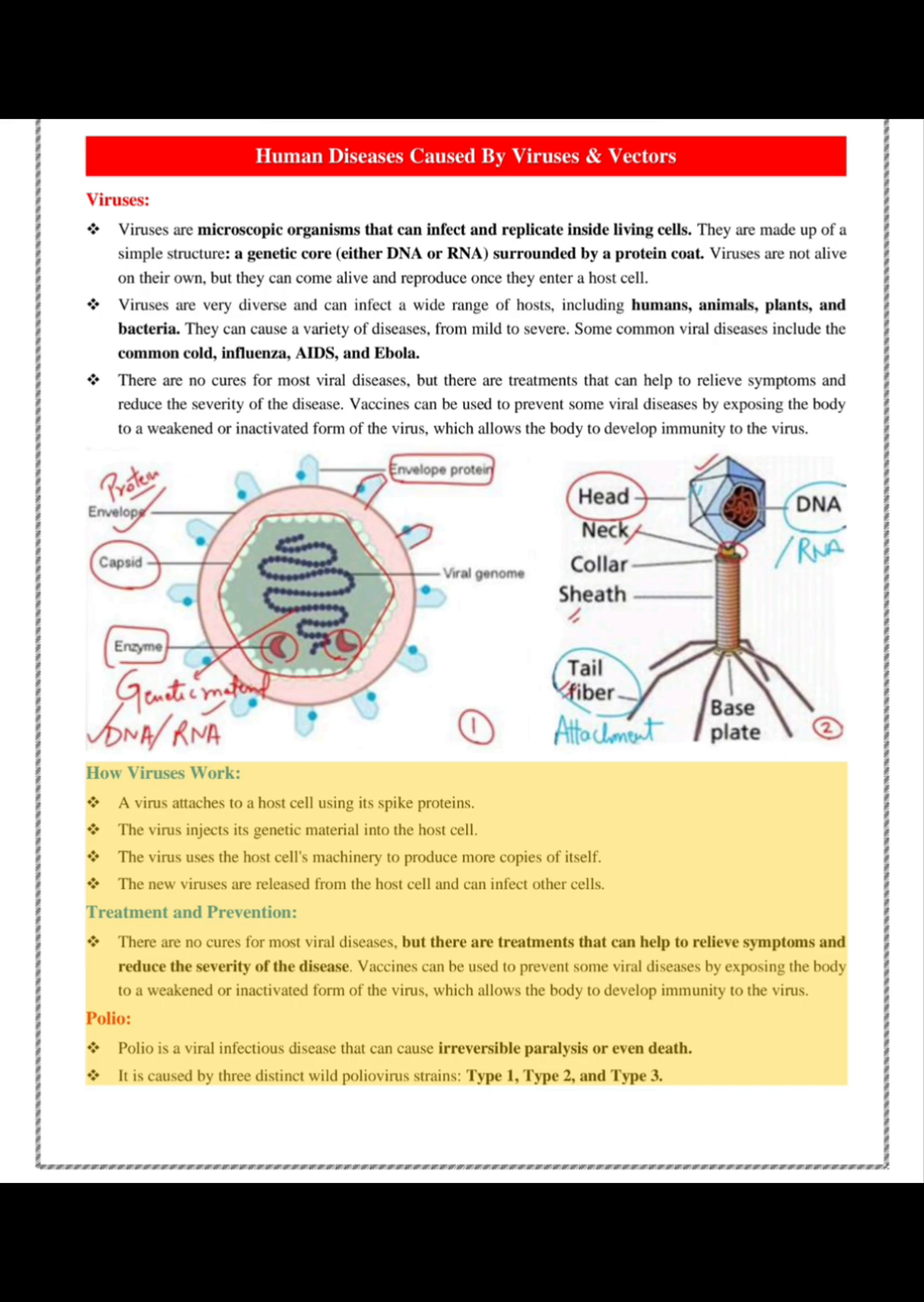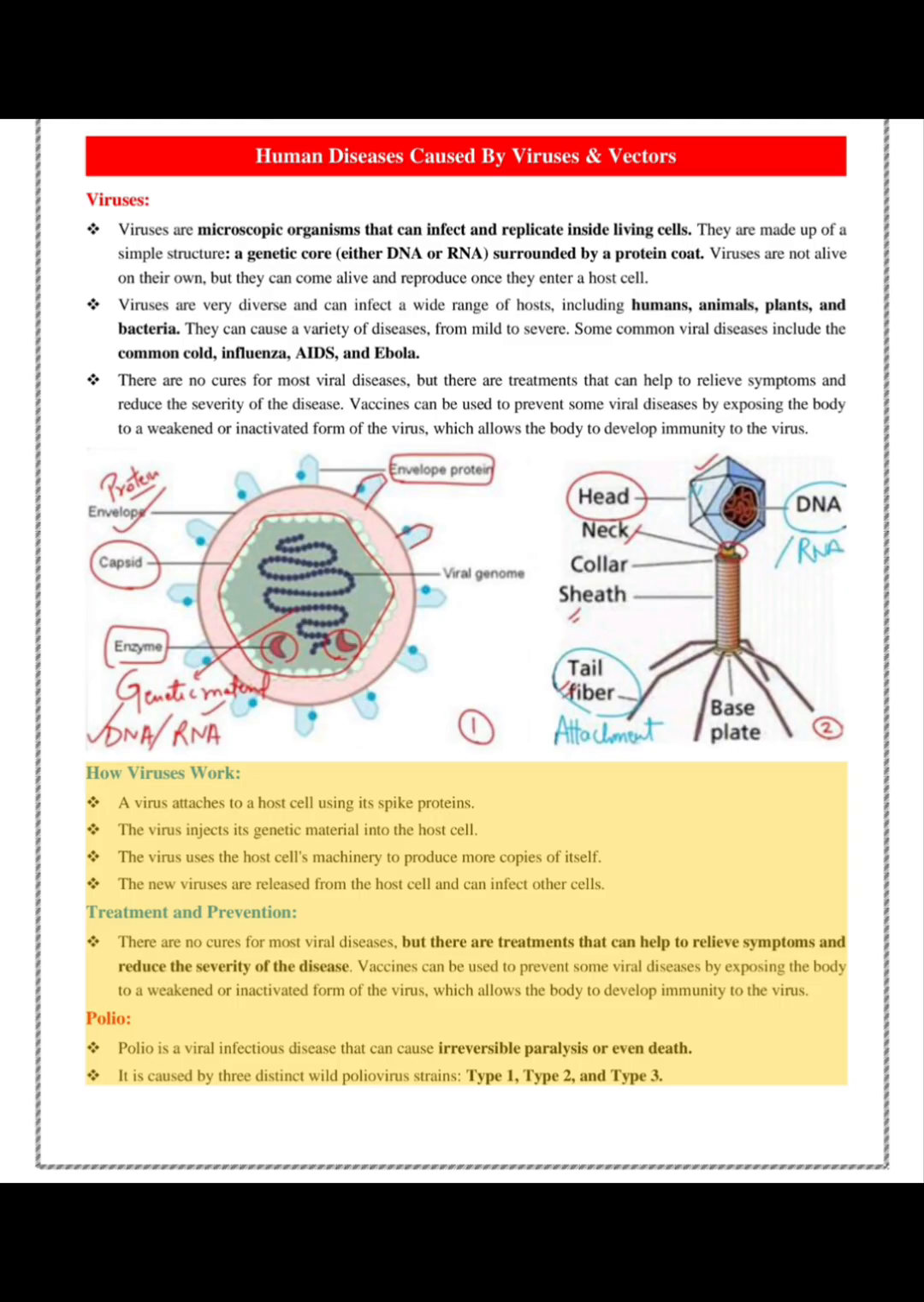How viruses work. A virus attaches to a host cell using its spike proteins. The virus injects its genetic material into the host cell. The virus uses the host cell's machinery to produce more copies of itself. The new viruses are released from the host cell and can infect other cells.